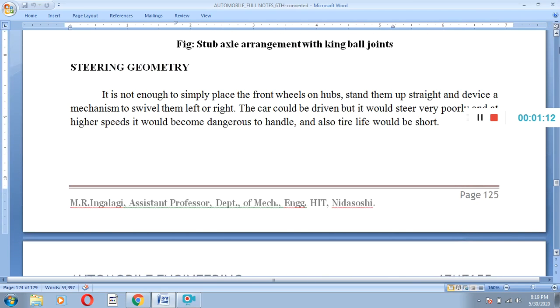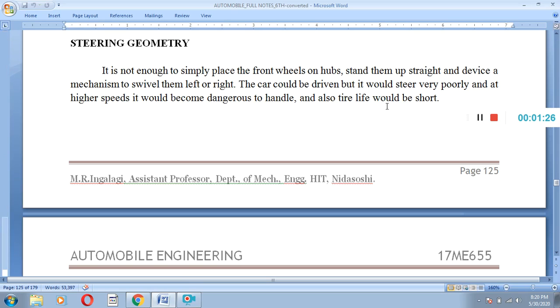Steering geometry. It is not enough to simply place the front wheels on hubs and stand them upright and add a device or mechanism to swivel them left or right. The car could be driven, but it would steer very poorly, and at higher speed it would become dangerous to handle, and also tire life would be short.